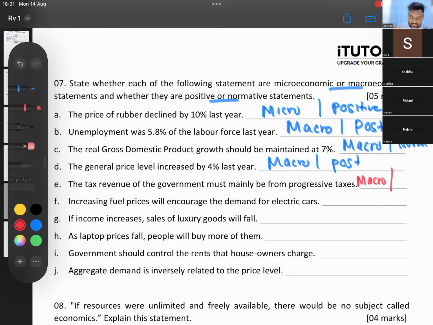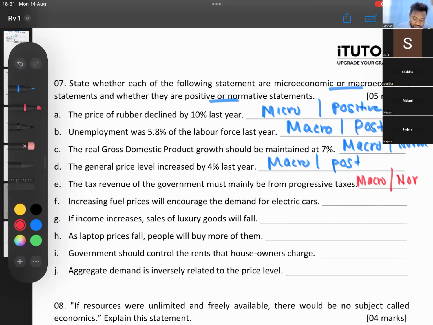What about this, guys? Must mainly be from progressive taxes. I am saying tax revenue of the government must mainly be from progressive taxes. There are progressive, regressive, and proportional taxes. We're studying unit number 8. This is normative, right? I am saying it must mainly be from this. Someone else might say, no, let's have it from proportional taxes. So this is a normative thing.